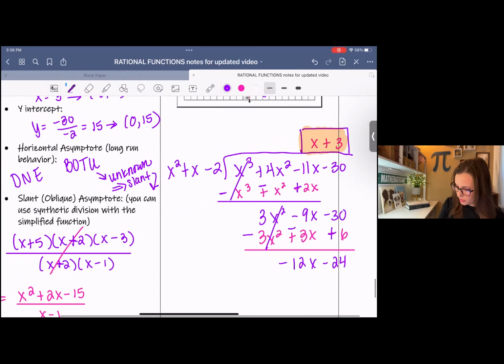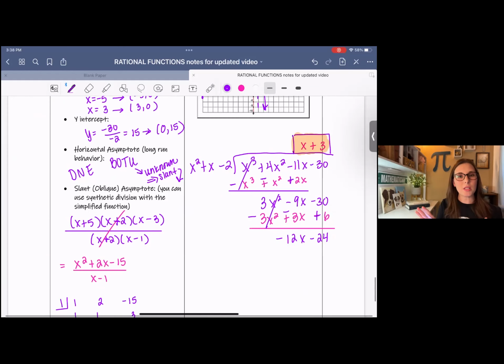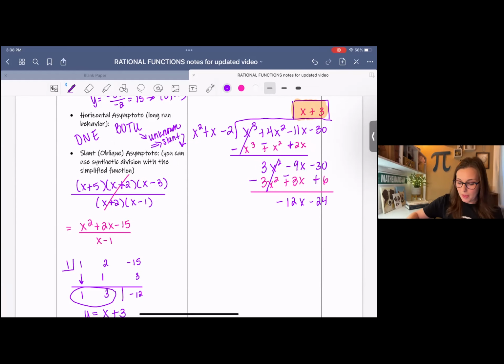So you can see with synthetic and long division that we still get x plus 3. That is it for slant asymptotes, and that is it for rational functions.